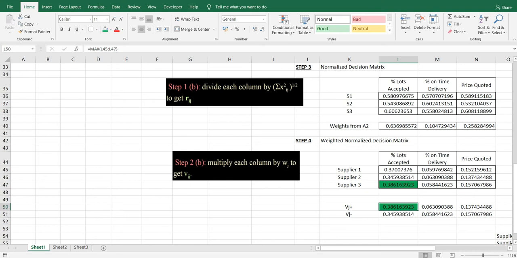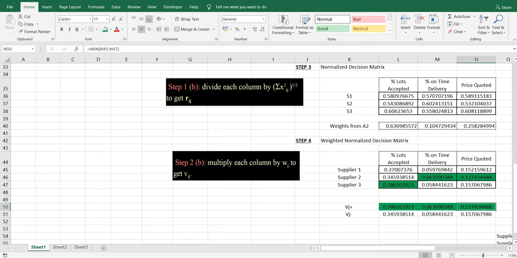Similarly, in the second column, this is the highest value, which is represented by green color. Since the third column is price quoted, which is lesser the better, this is the lesser value. This is indicated by the green color, Vj plus, right?